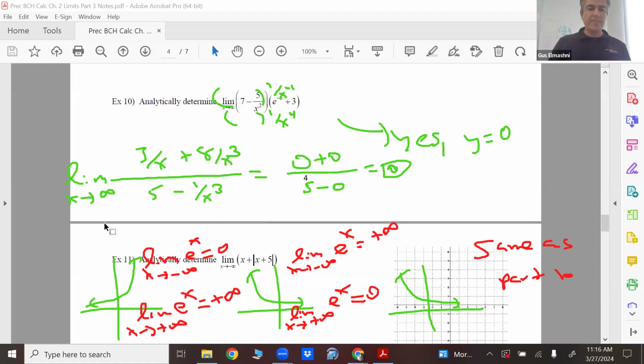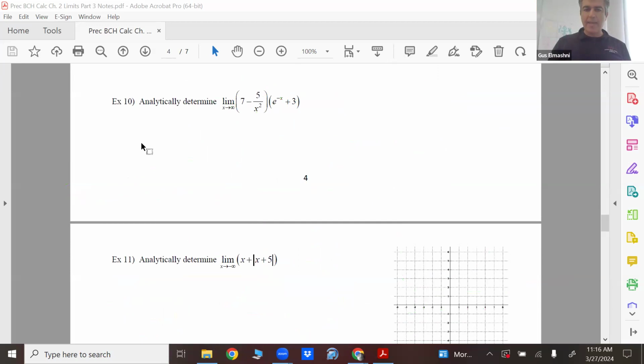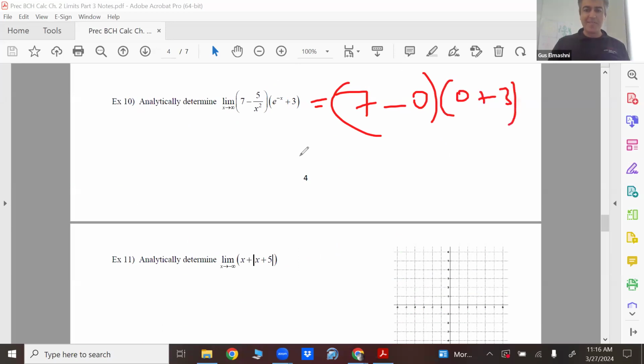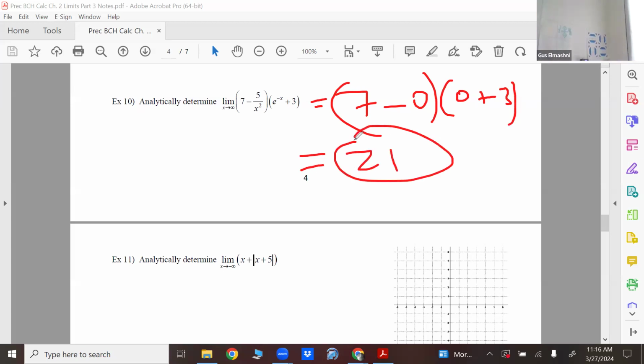Okay, now here, it looks really wacky, but don't let it freak you out. Actually, what you could do is this. 7 minus 0, 0 plus 3. Right? Because we already know that's constant. That's constant. No, that's 0. No, that's 0. That's decay. That's approaching infinity. That's it. That's all we did. It's using the limit properties.